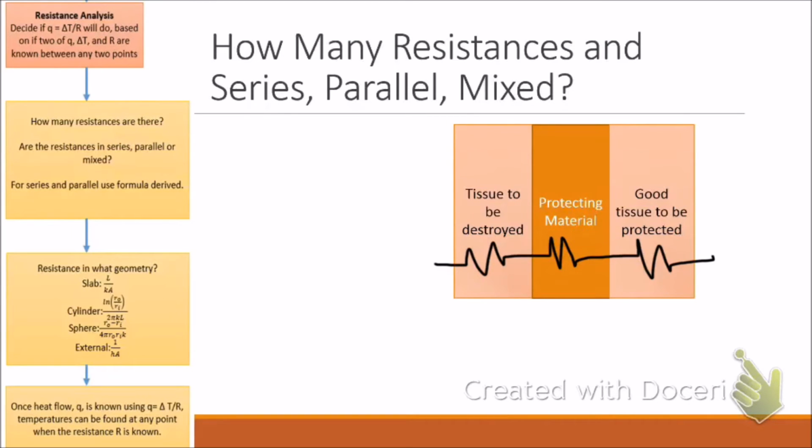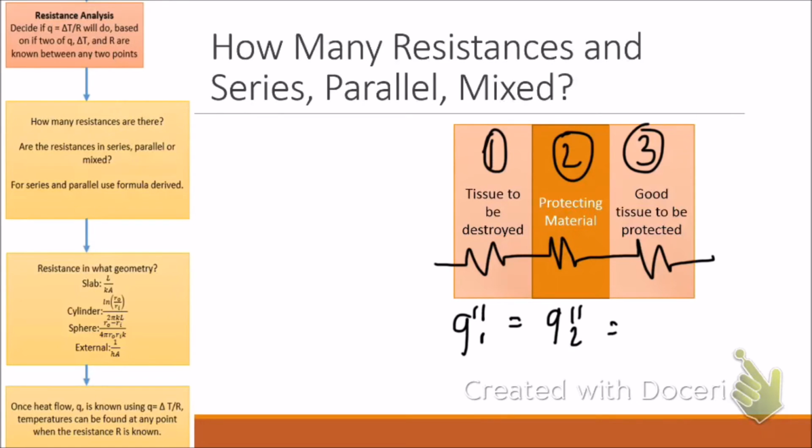Because these three layers are in series, we know that the heat flux through any two surfaces in our system is the same. So if we call this layer 1, this layer 2, and this one layer 3, the heat flux through any surface in layer 1 is equal to the heat flux through any surface in layer 2, which is equal to the heat flux through any surface in layer 3, which we could say is just equal to some heat flux Q.